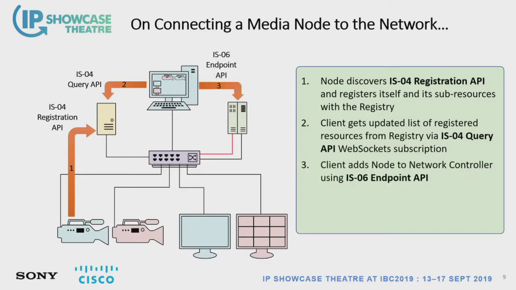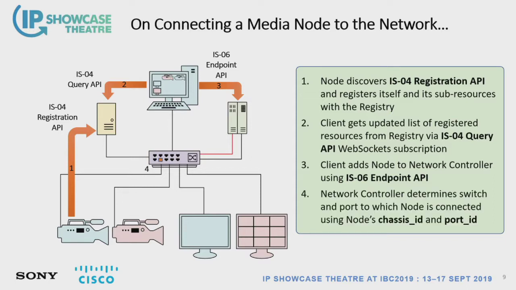The new bit here using ISO6 is that we then use the ISO6 endpoint API to let the network controller know about that new endpoint connected to the network that the registry already knows about. And it will give it information such as the IP address of the endpoint, whether it's a sender or receiver, or it's capable of doing both, and a unique ID. And also, crucially, the chassis ID and the port ID that endpoint is transmitting over LLDP, which lets the network switch be aware of it as well.